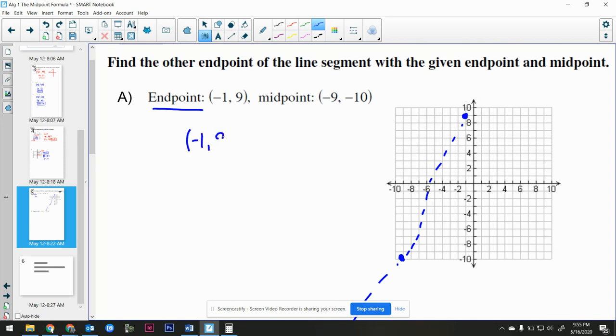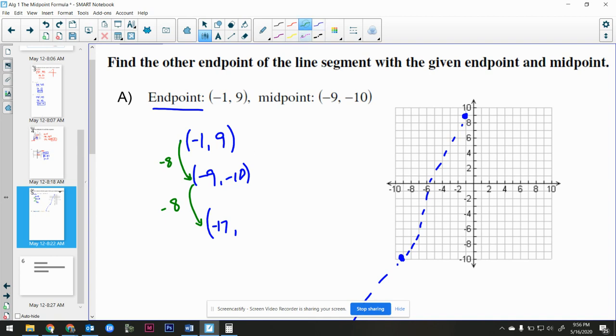I've got an endpoint at -1, 9. And I've got a midpoint at -9, -10. Think about how much I change. How much do I change going from -1 to -9? Well, the amount of change there is I'm going down 8 units, right? -1 to -9. So if this is endpoint to midpoint, I'm only halfway there. I need to go that whole distance more. So I need to go another 8 units down to find where my final endpoint is. And -9 minus 8 is -17.